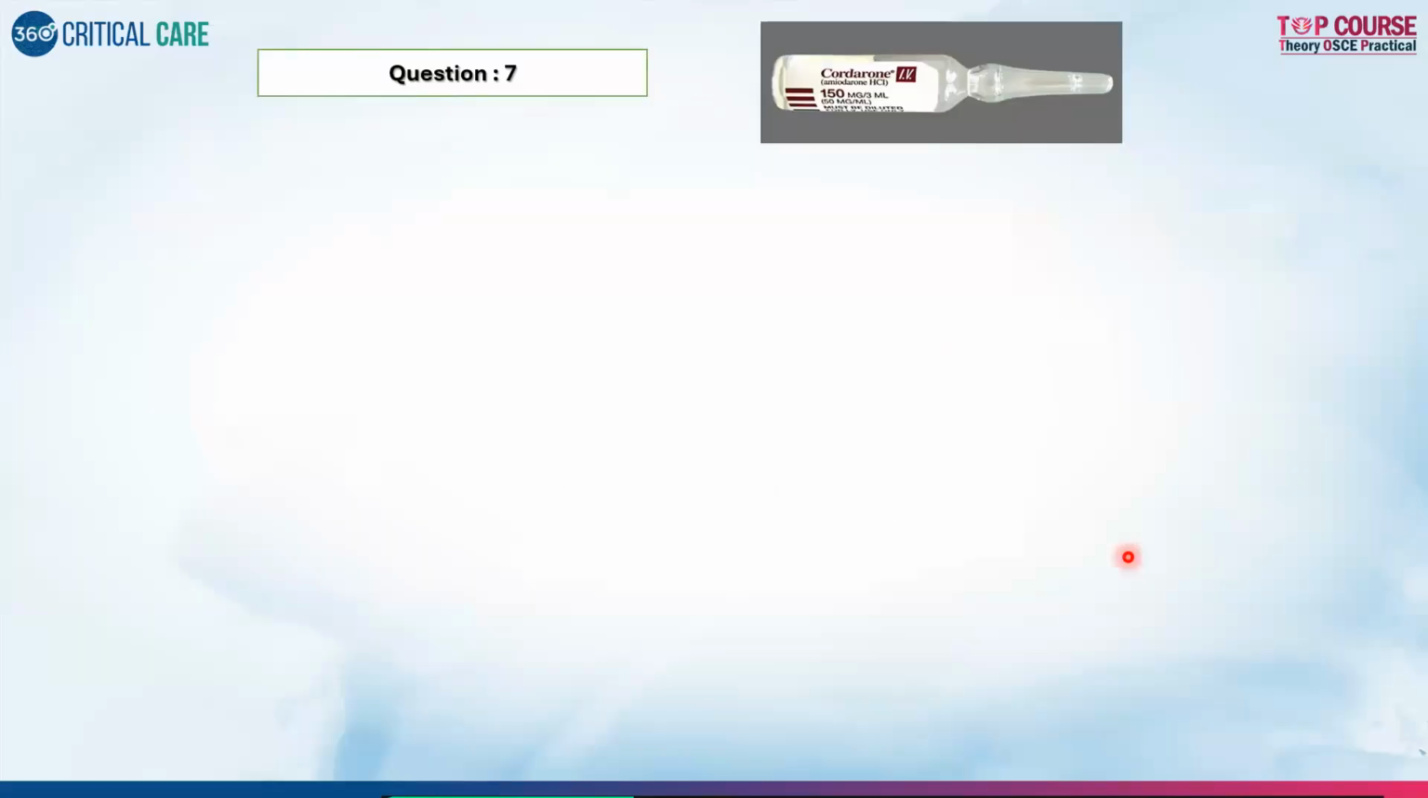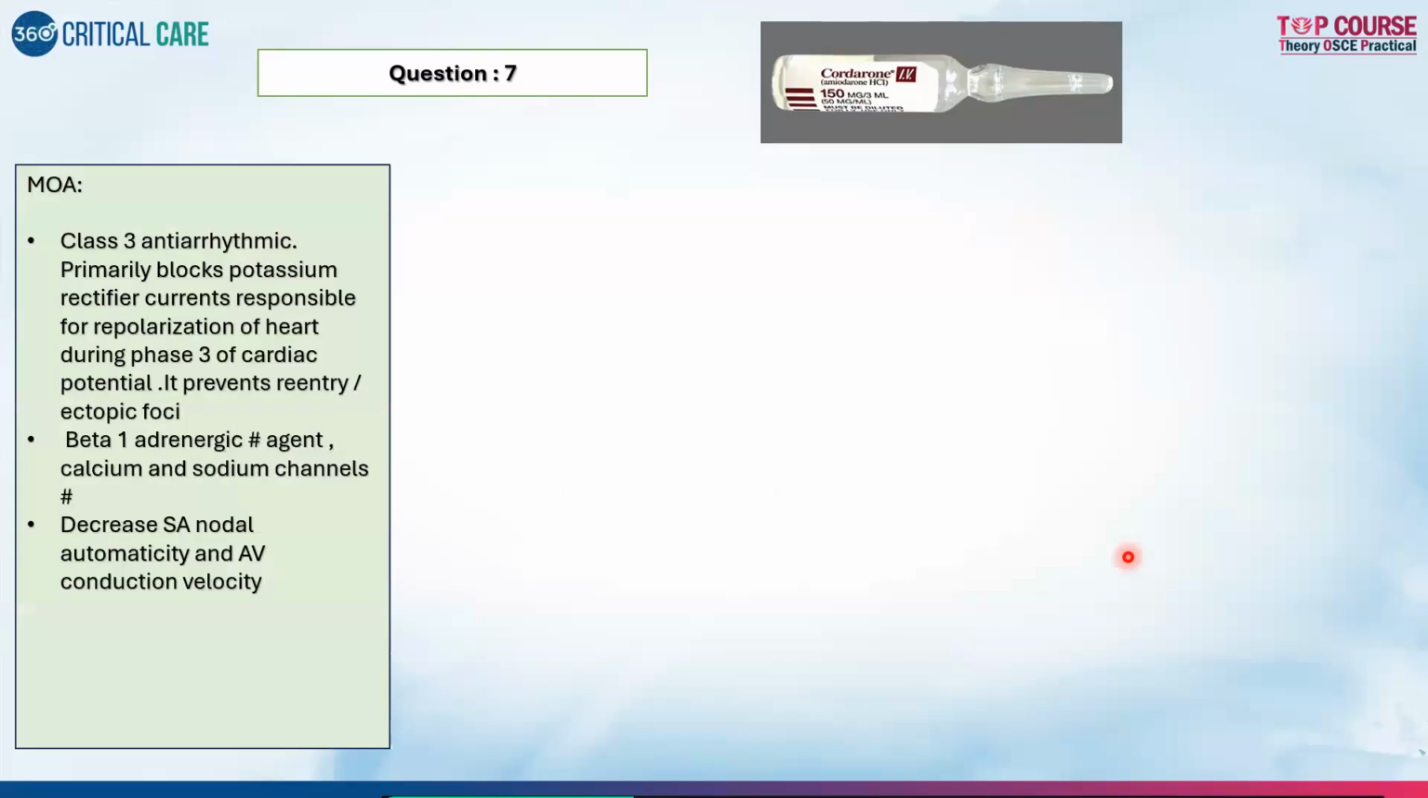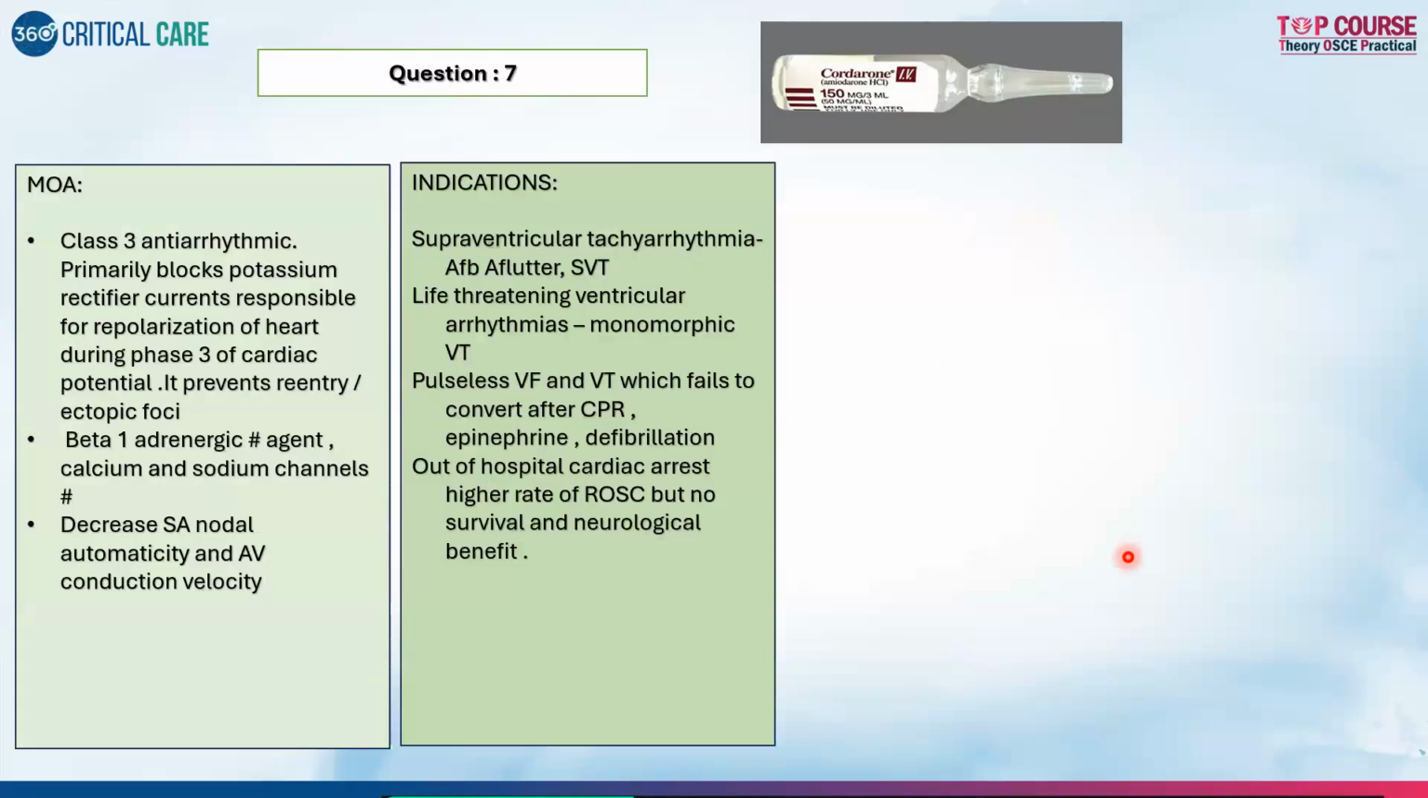Coming to antiarrhythmics, we have the most commonly used one, which is the amiodarone hydrochloride. It comes in an ampule of 150 mg per 3 ml. All right. And its mechanism of action, it has various mechanisms of action. It is a class 3 antiarrhythmic with potassium blocking property. It is also a beta 1 adrenergic blocking agent along with calcium and sodium channel blocking activity.